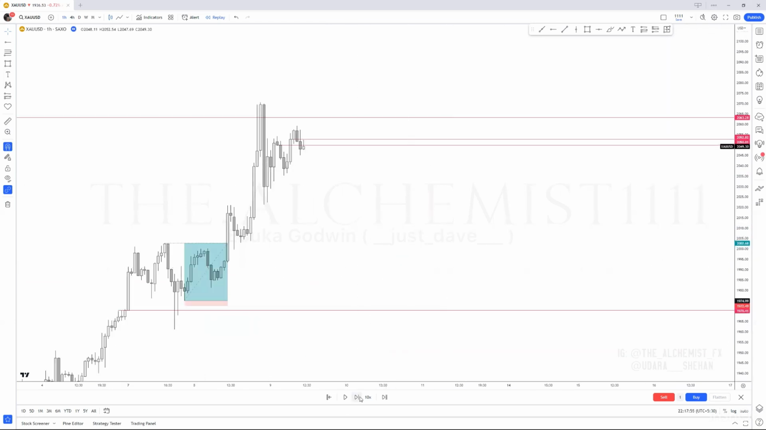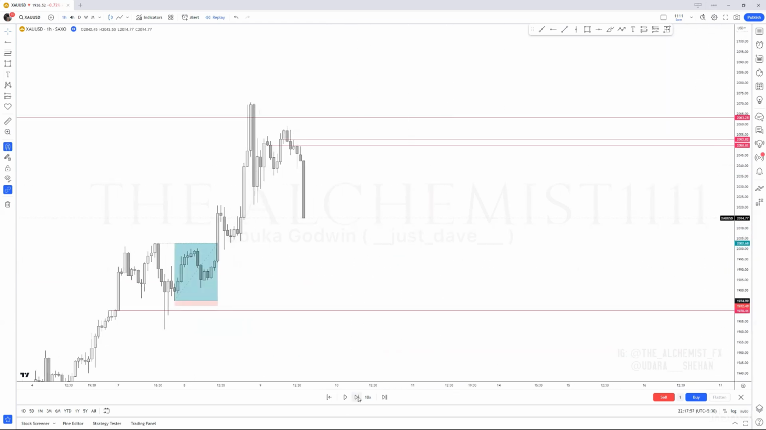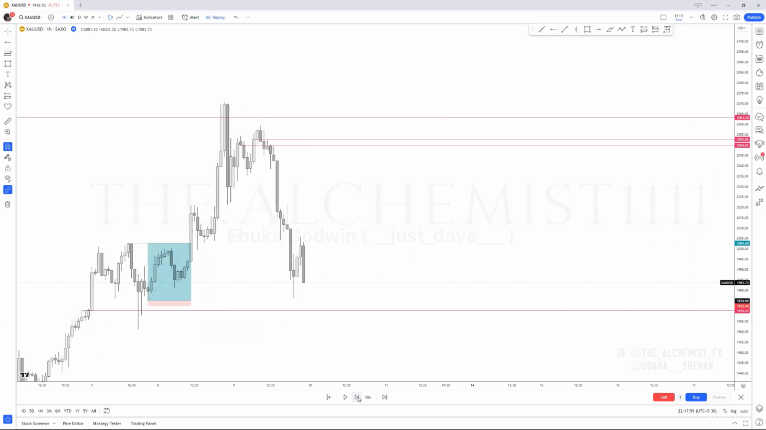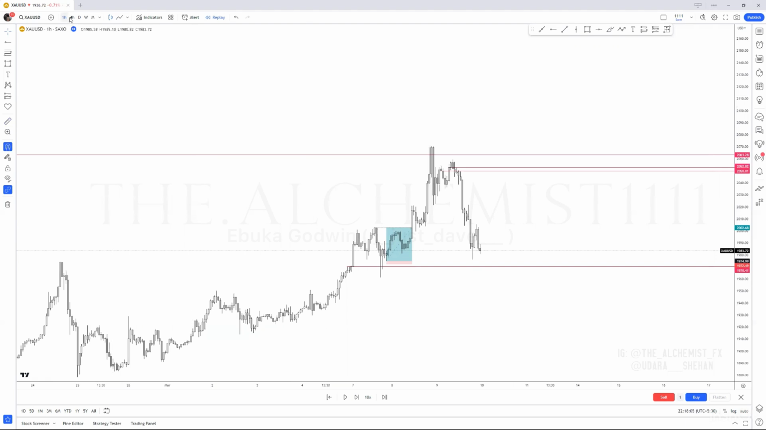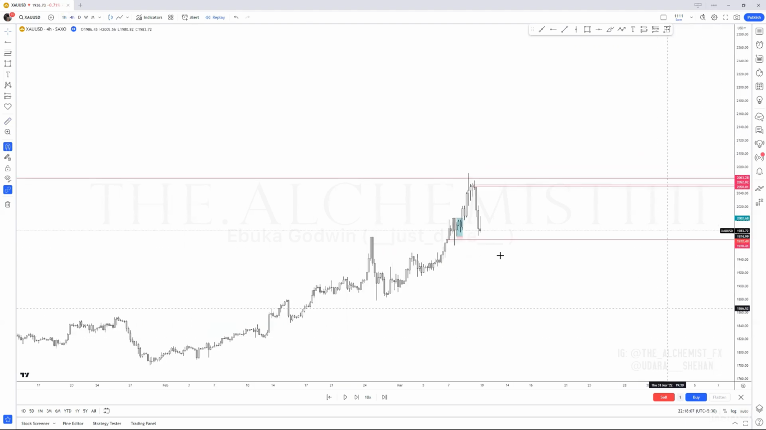This was a 700 pip drop, if I remember. Yeah, there we go. This was a huge drop. I remember this price section, so no point. But you get the point, right? Now, can you see how you can be flexible?